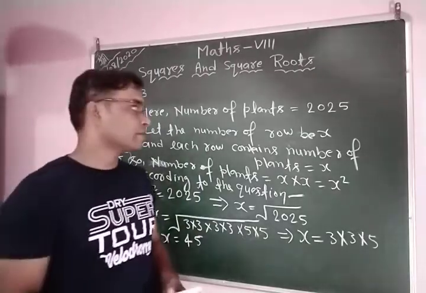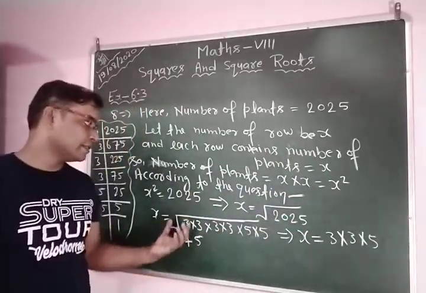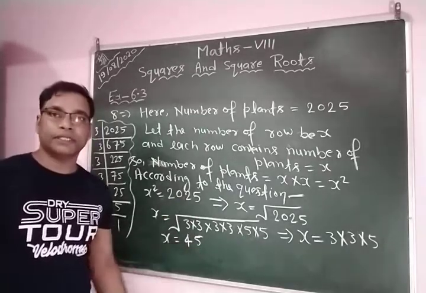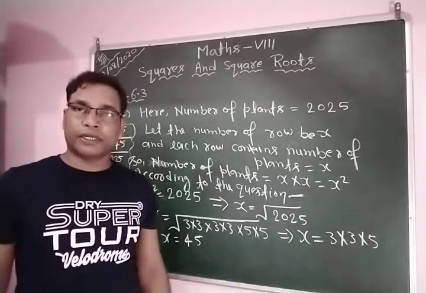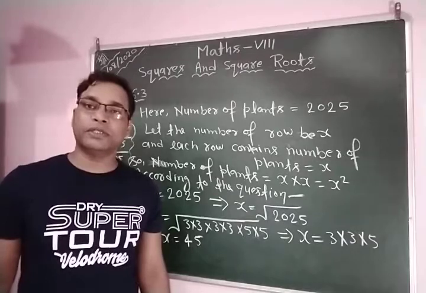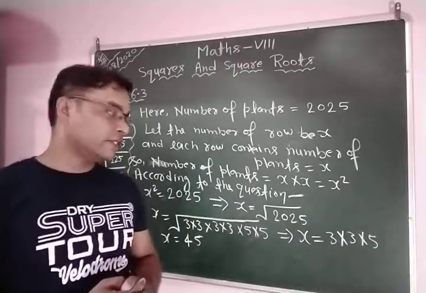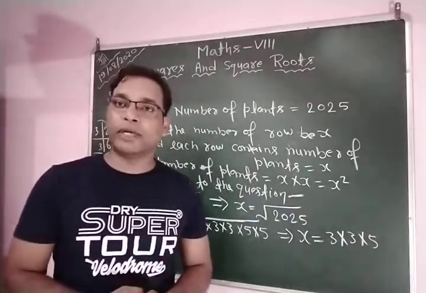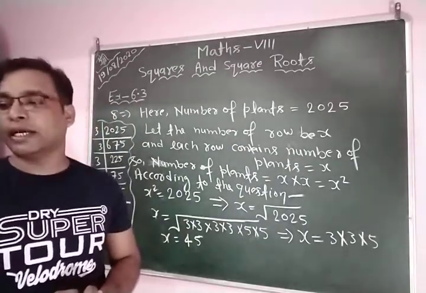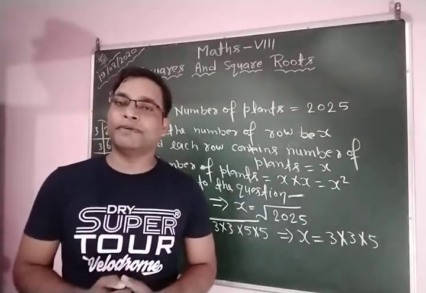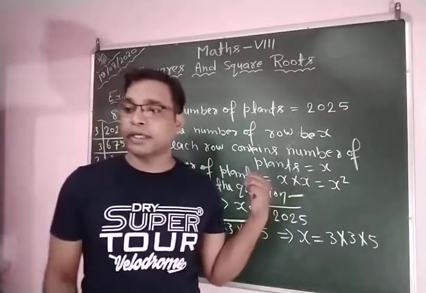Clear? So both are x, and we find the value of x is 45. In this way you can say the number of rows in the garden is 45 and the number of plants in each row is again 45. If you multiply 45 into 45, then you obtain 2025. You can say the square root of 2025 is 45. The other way you can say the square of 45 is 2025.